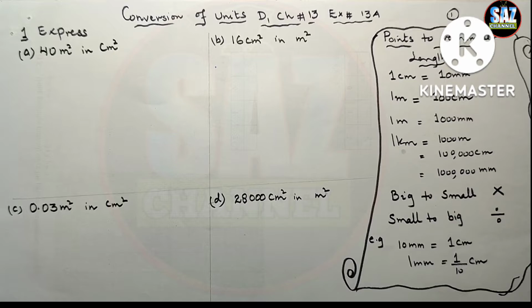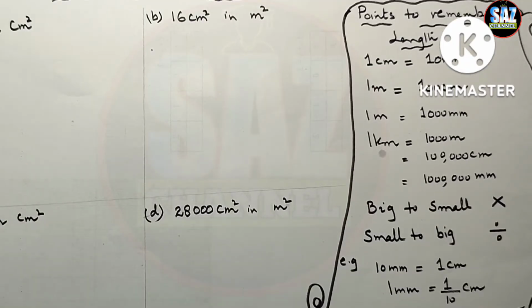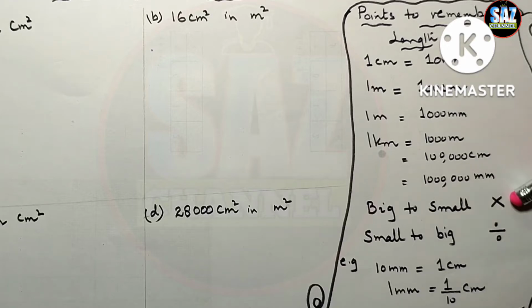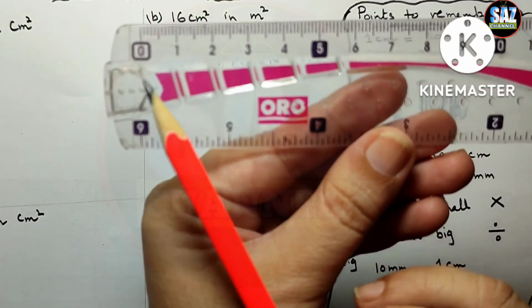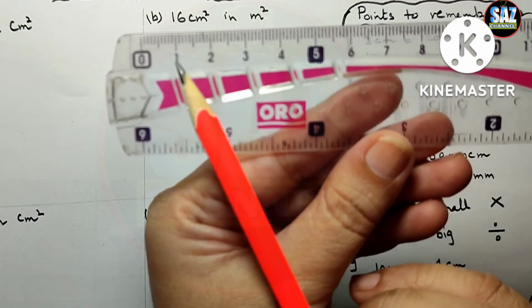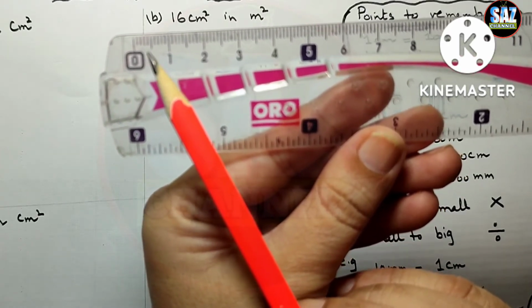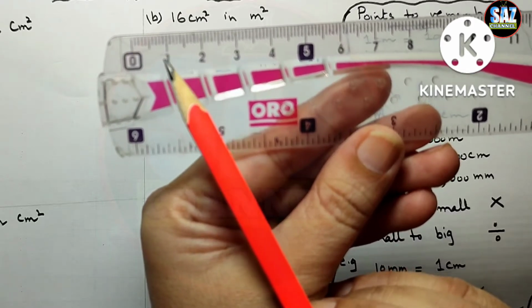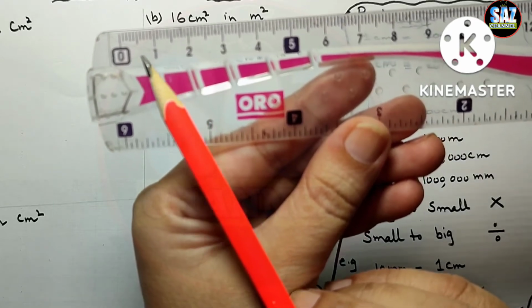Before going to the question, there are some key points that we must remember. 1 centimeter equals how many millimeters? If you forget the relationship between centimeters and millimeters, you can look at the ruler. From 0 to 1 we have 1 centimeter, and count how many small lines are in between. 1, 2, 3, 4, 5, 6, 7, 8, 9 and 10. So 1 centimeter, students, will be equal to how many millimeters?